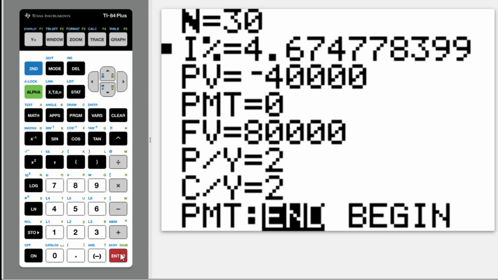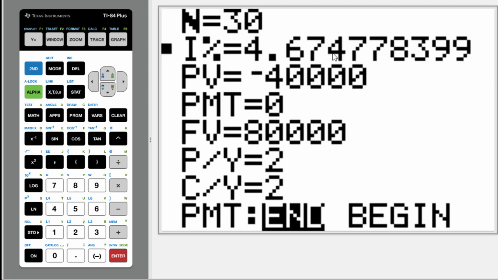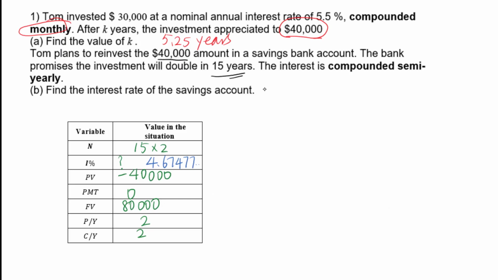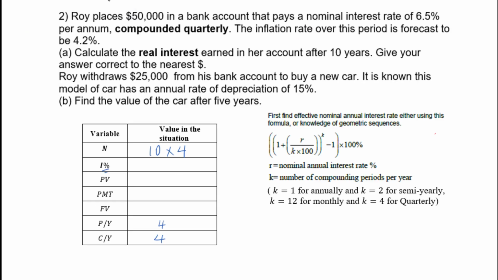Alpha, enter. We need to round this up too, because if we have a 4.67, we cannot reach this $80,000. 4.68 will be the interest rate. Interest rate will be 4.68%. Let's go to the second question.